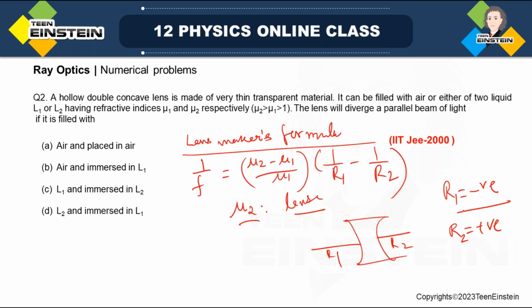Now, since R2 is positive, this is negative and this is negative. So this quantity will be ultimately a negative quantity. So 1 by R1 minus 1 by R2 will be negative at least. So this part is negative. Now let us erase this part and see.